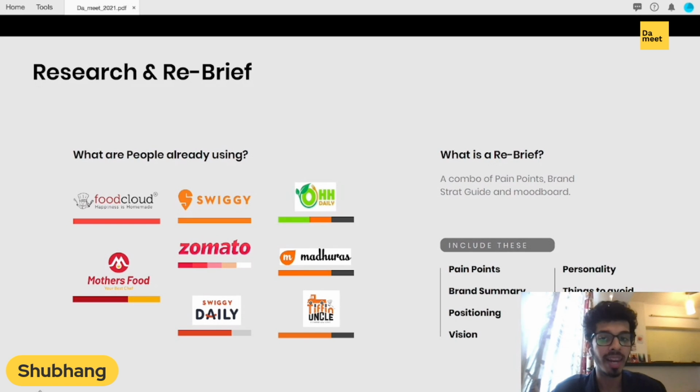And on the left hand side, you can also see the research bit. Basically, this is what the market research looks like on a surface level. This is not all of it, but this is just understanding who the competitors are in the market. For example, Zomato, Swiggy, O Daily, all these were our competitors when we were looking at a new brand which will be entering the home foods section. So I mentioned the rebrief over there. The rebrief should include all these points which I mentioned over here.